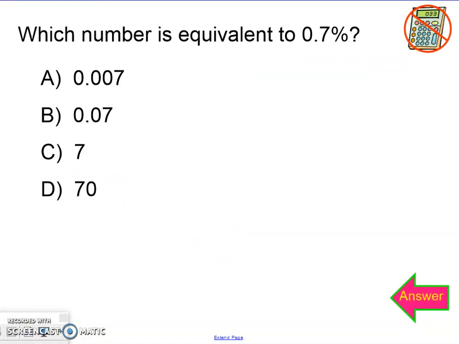Number 7, which number is equivalent to 0.7%? Well, I want to take this percent, and my choices look like decimals, so I want to convert percent to decimal.